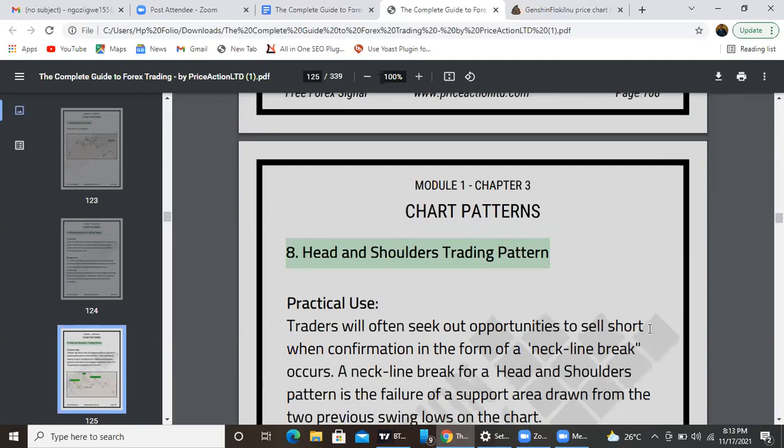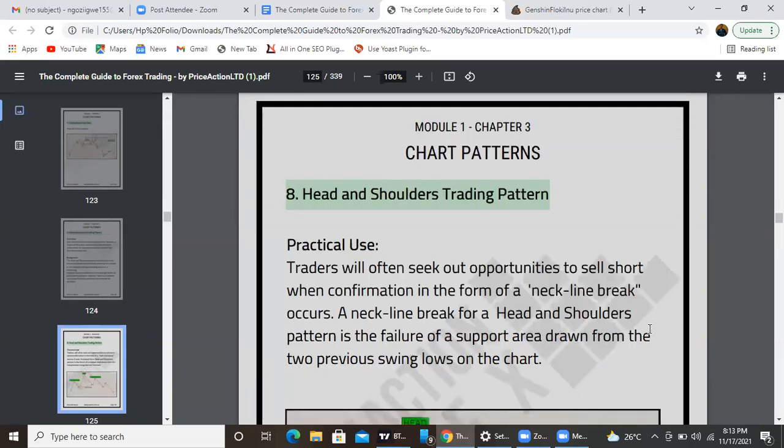It says traders will often seek out opportunity to sell short when confirmation in the form of a neckline break. You see that? So that's why I tell you, it's only when the neckline breaks that you can confirm. That's where you can look for entry. But for you to look for entry before the neckline break, you need to identify another pattern before you can get that entry. There's no way I can tell you to get entry before the neckline break.